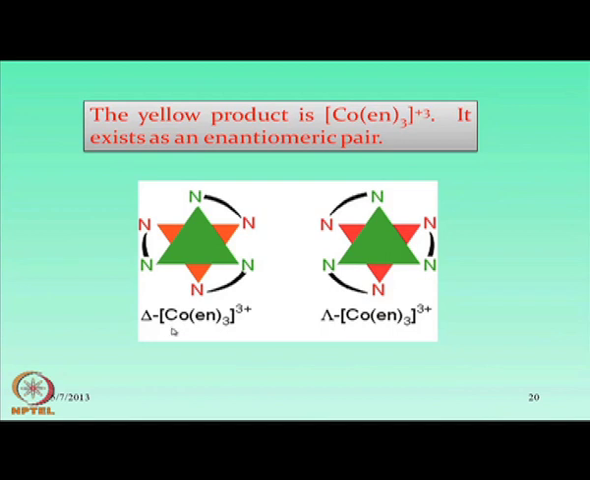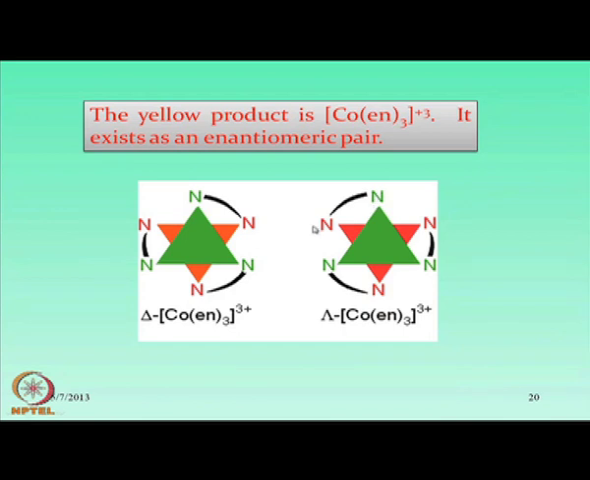So, one is therefore the arrangement which leads to the delta [Co(en)3]3+, where we have the clockwise arrangement from top to bottom, and the other one from top to bottom, that means the green triangle to red triangle from top to bottom in counterclockwise direction, and this counterclockwise direction will give rise to the corresponding label as lambda. So, these delta and lambda isomers are there for us in this particular case.